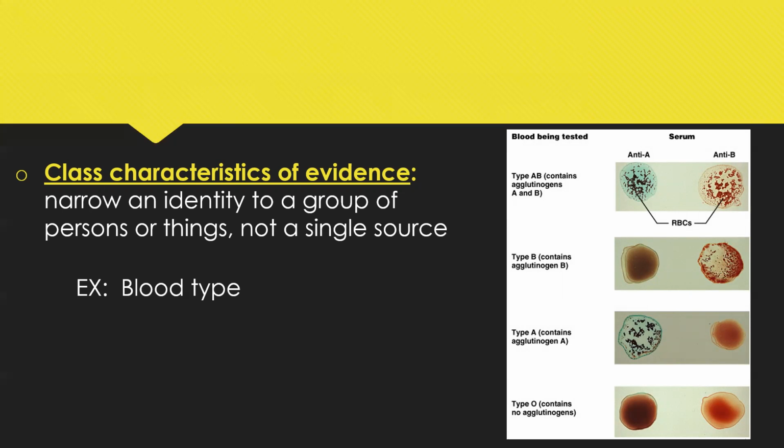Eyewitness observations a lot of times help you narrow it down if they're accurate. So blonde hair, 6'5". Well, then I can rule out Joe, who's 5'7" with orange hair or whatever.